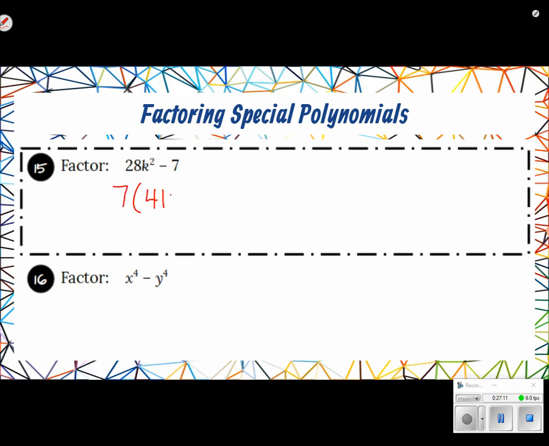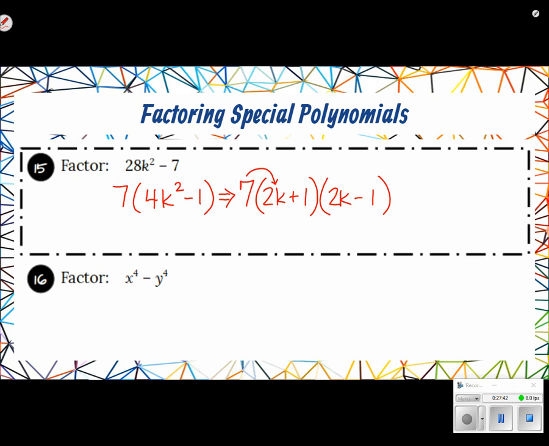So we get 4k squared minus 1. 4, you can take the square root. k squared, you can take the square root of that. And then 1, you can take the square root of that. So let's rewrite this as 7, and then 2 parentheses. The square root of 4 is 2. The square root of k squared is k. One's a plus, one's a minus. Square root of 1 is 1. That's our answer. Let's check it.